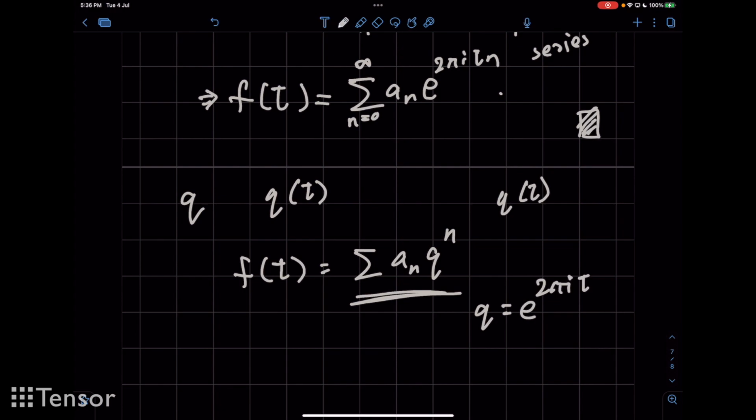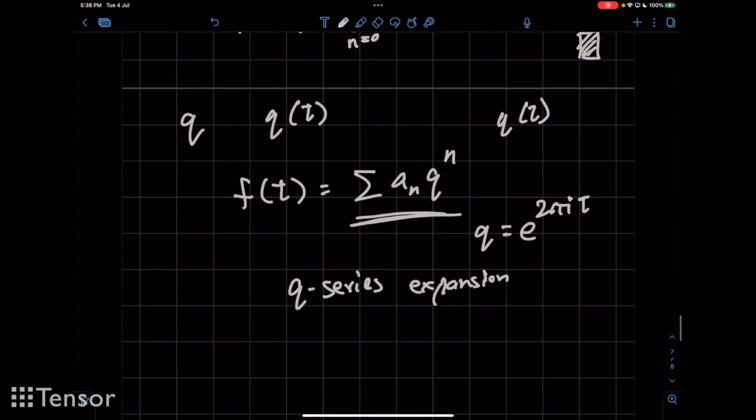Okay. And the coefficients a_n, so let me write it. This is the q series expansion. Some people say q expansion. Okay, and the coefficients a_n are called Fourier coefficients.